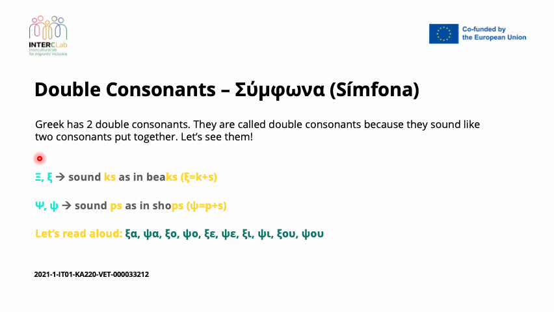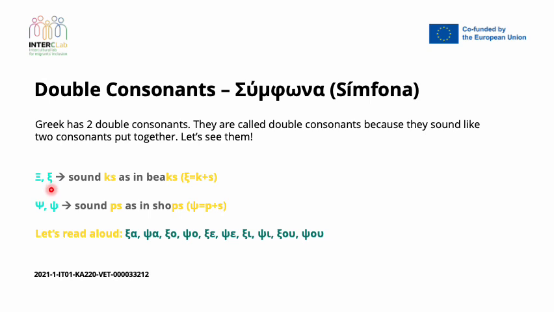So let's see. The first letter that we're going to see is this one, which has the sound ks. As you can see, it is a double consonant because it is the combination of K and S, ks, as in the word beaks. So ks is the combination of K and S.